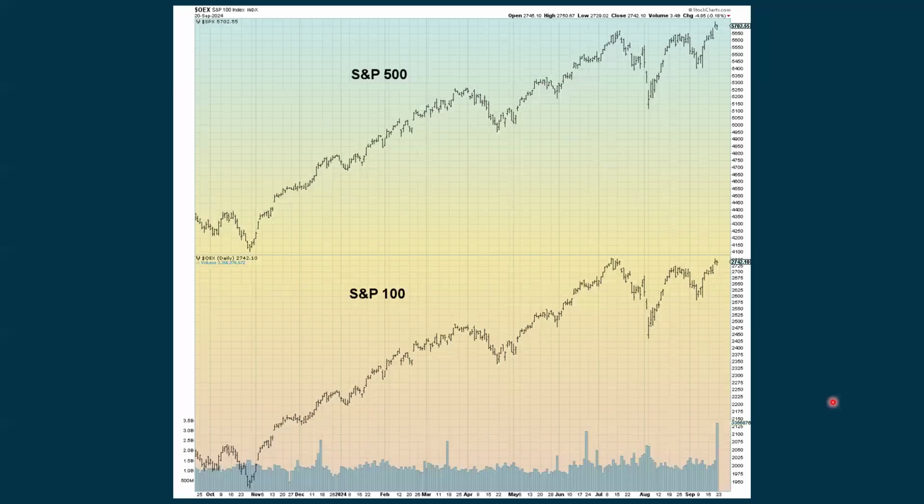And we just want to keep an eye on the S&P 100 on the bottom compared to the S&P 500 on top. Now, lately, the S&P 500 has been outperforming the 100, but it was the 100 that really brought us higher. Now we're seeing a bit of a shift. And so that's why we're watching different areas of the market.